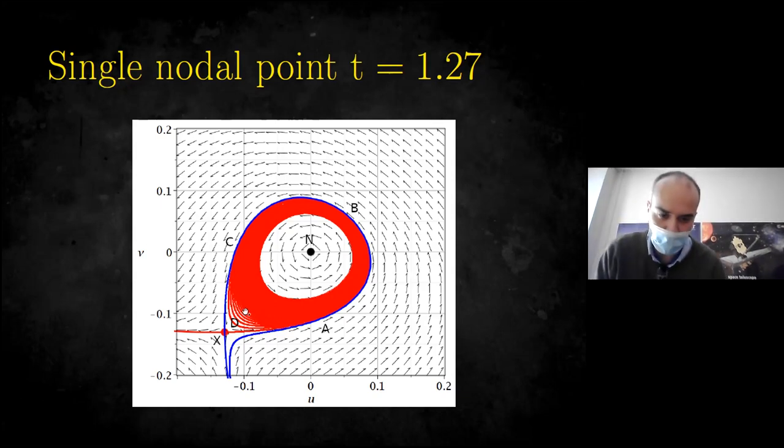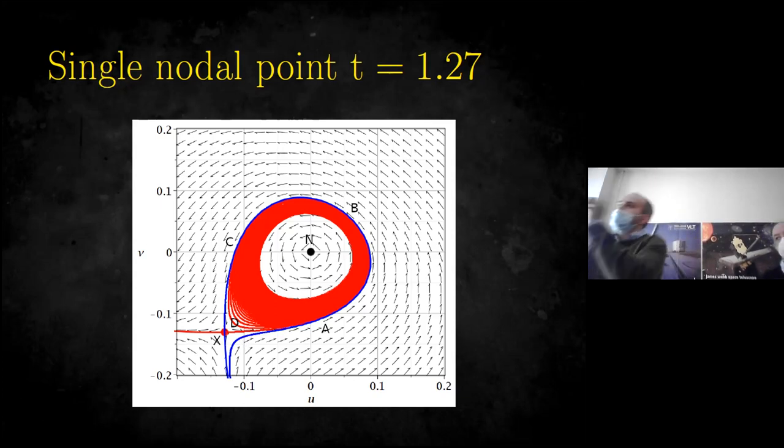Excuse me, sir. The blue curves are the stable invariant curves, so they reach the X point at negative times. And the red ones are the unstable, which deviate from the X point. So between the two blue lines, there is a small channel. There is a channel.